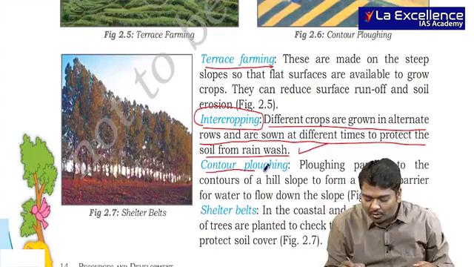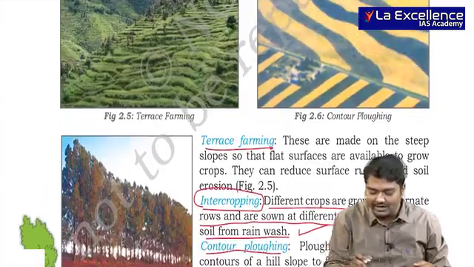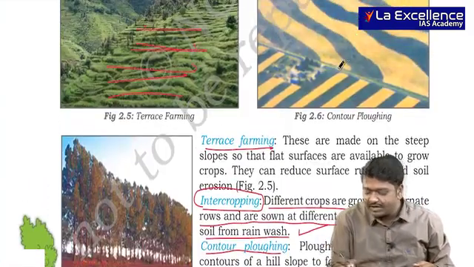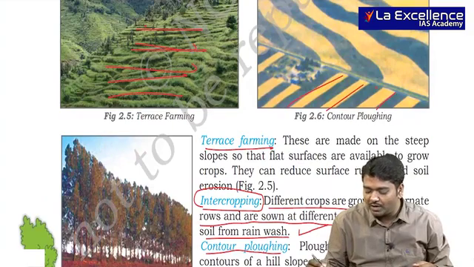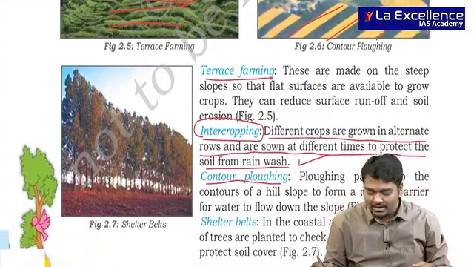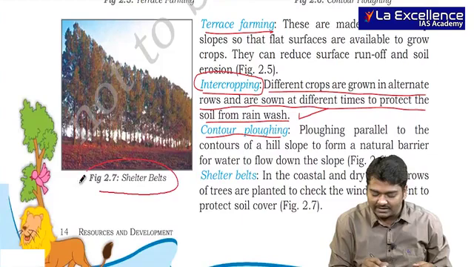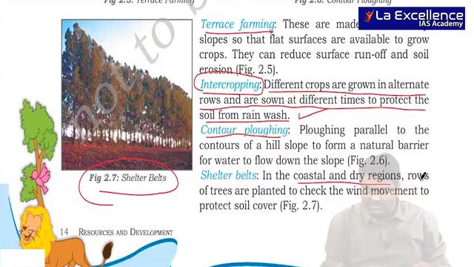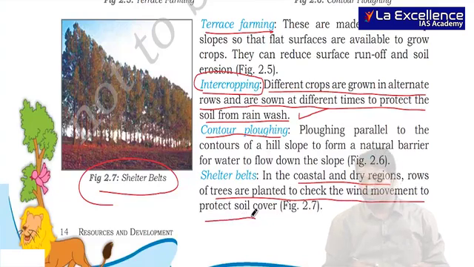You have contour plowing, that is plowing parallel. Can you see here? Terrace. Can you see here? Parallel to the slope, you go for plowing. And these are shelter belts. In the coastal and dry regions, rows of trees are planted to check the wind movement to protect soil cover.